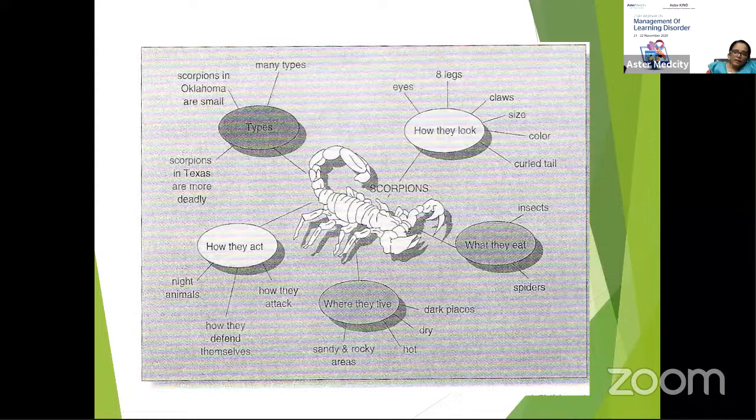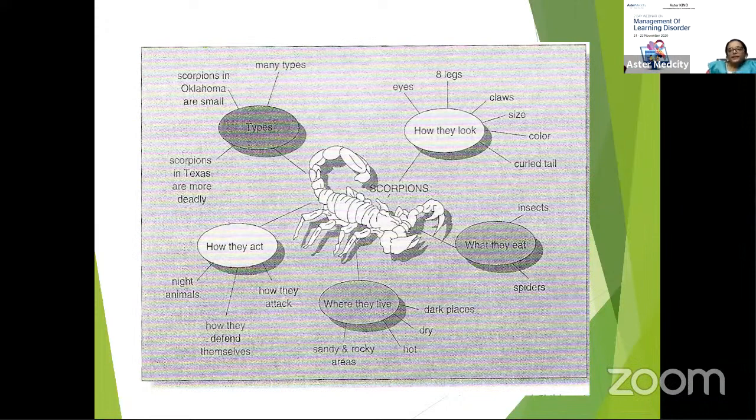This is a mind map. It is very effective. If the child finds it difficult to learn a big question and answer, make it into a mind map. So it is about scorpions, how they look. It is one branch, and 1, 2, 3, 4, 5 major points are there. The 5 major points are represented with 5 colors. Each branch has some sub points like that. So while the child is writing the answers, this mind map will appear in their mind, so they can make sentences from this. So a mind map is very effective.